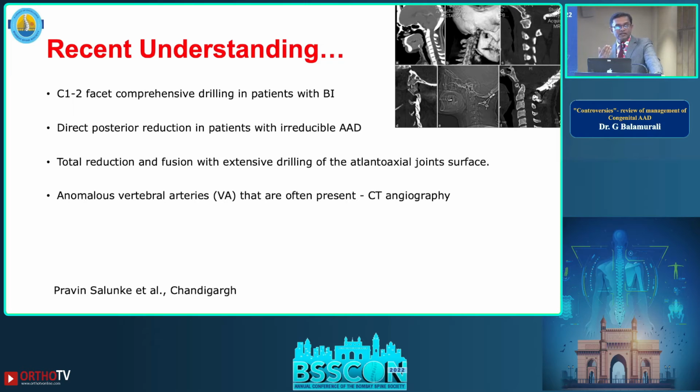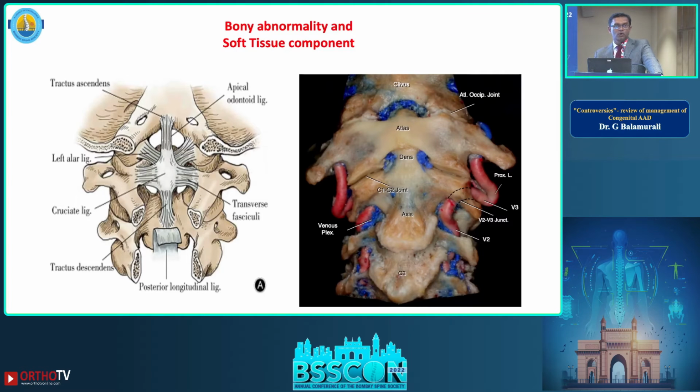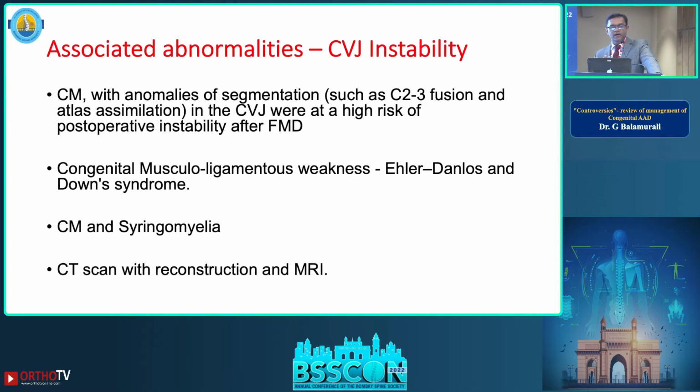However, drilling this C2 is not just a simple drilling, but you need to flatten it. And if you have any vertebral abnormality, you're going to have problems. The next thing is you also have to look at the soft tissue. So one is the bony abnormality, next is the soft tissue abnormality. So you can have all these tight ligaments in the back.